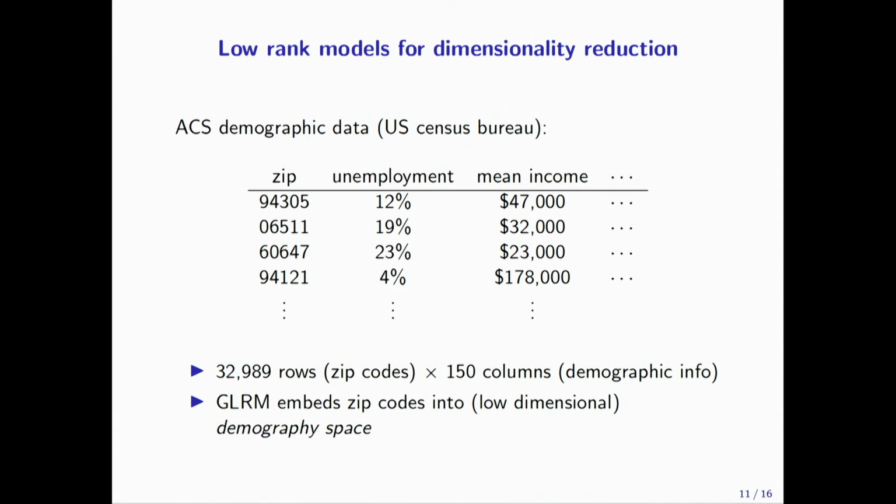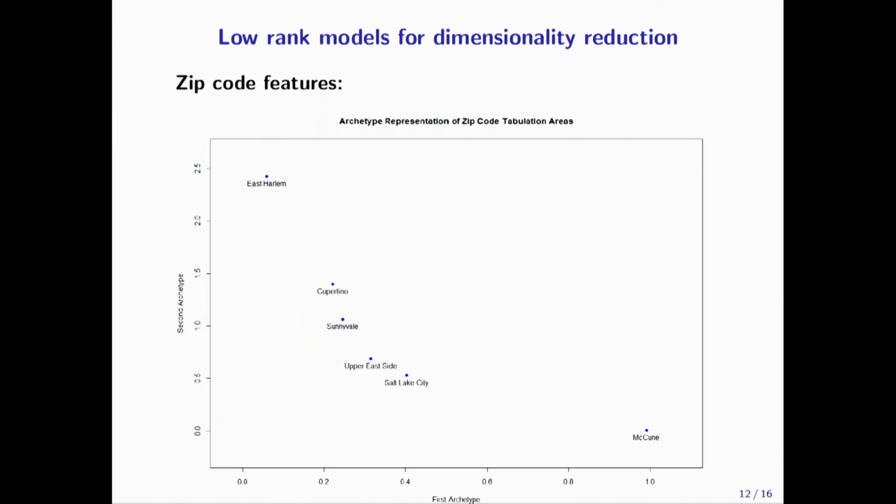We're going to use a generalized low-rank model to embed these zip codes into a low-dimensional space, which I want you to think of as demography space. The rank of the model is how skinny or how fat those matrices X and Y are. And that's something we can explicitly control. So we can decide if we want those zip codes to be represented by 2-dimensional vectors, 3-dimensional vectors, 10-dimensional vectors, anything we want.